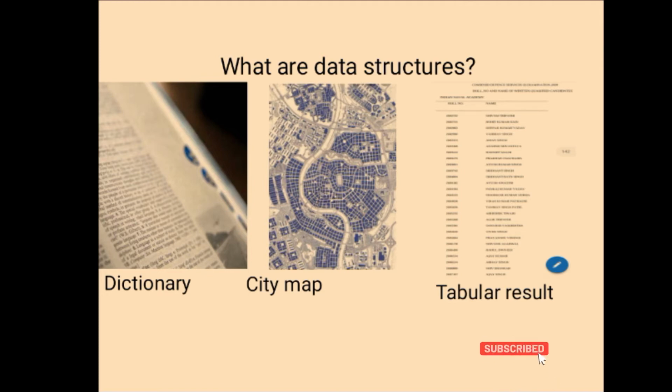Let's take another example. We know that recently our CBSE results were announced. So it makes most sense to organize and store the data, the information of the students who have qualified in the form of a tabular schema. What if these roll numbers were not arranged in the increasing order? It would be very difficult for us to find the information of a particular student.